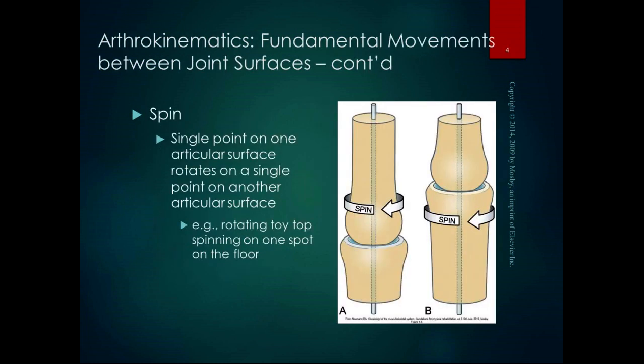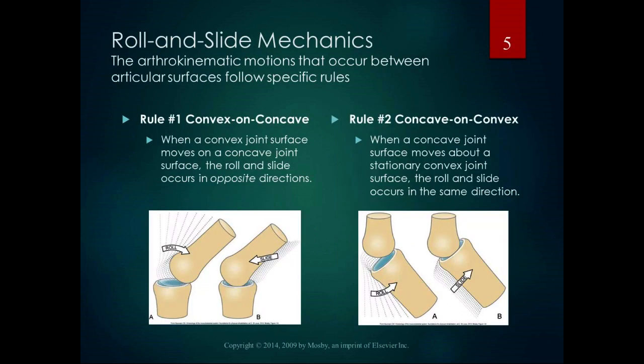And spin is where a single point on one surface rotates on a single point on another surface. The analogy is the rotating toy top spinning on one spot on the floor. So you have one single point rotating on another single point. Okay, so that's spin. Roll, slide, and spin. Those are our three fundamental movements between joint surfaces. There are rules that govern roll and slide mechanics. Those roll and slide motions follow specific rules, and it depends on whether convex is moving on concave or concave is moving on convex.